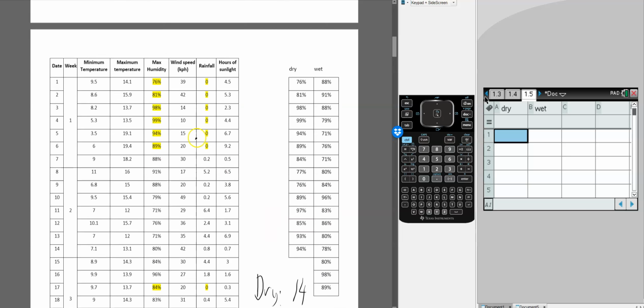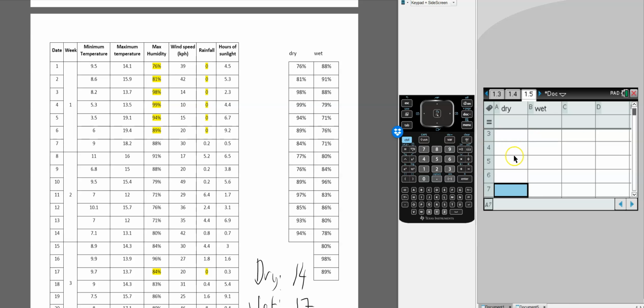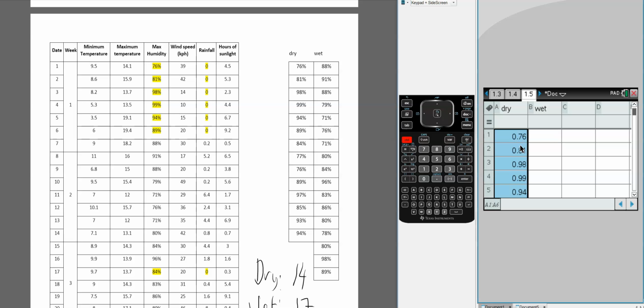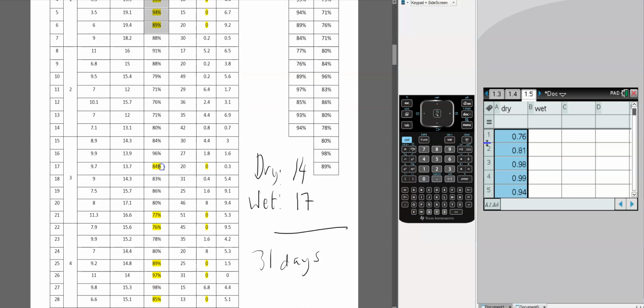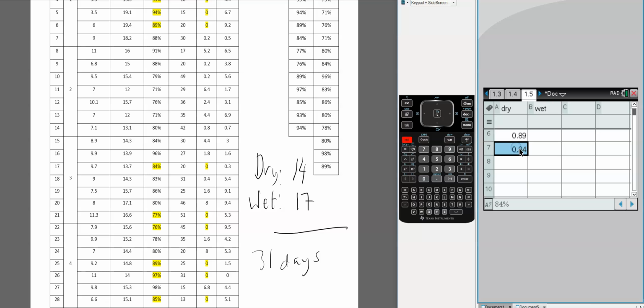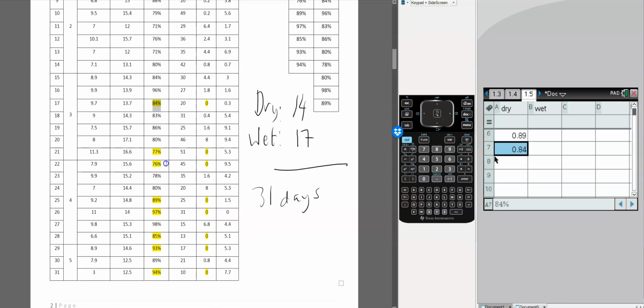Okay, so I want to input that data into the dry column, because remember, dry means 0 rainfall. I'll have to do the changing in a moment. It's alright, just do what you need to do with this. Make sure you input it as actual percentages.